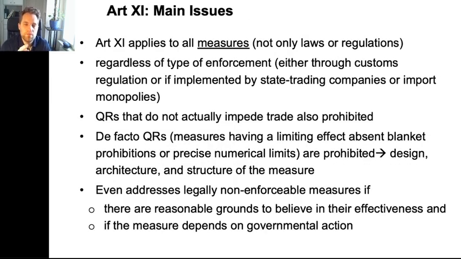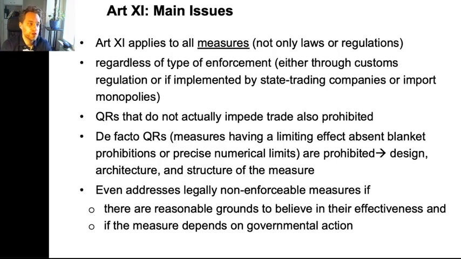Good. What are the main issues in connection with GATT Article 11? First, it applies to all measures a state takes in connection with the importation or exportation of products. And as I said, the residual category of other measures. It doesn't only refer to laws or regulations. So again, a very broad concept. Laws and regulations are obviously the main tool in the toolbox of states when applying trade measures, but not the only ones. So indirectly, as you've heard a few minutes ago already, voluntary export restraints, they say they're voluntary, but they are also covered by GATT Article 11.